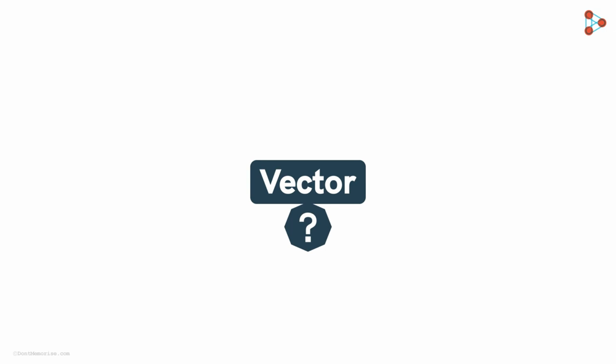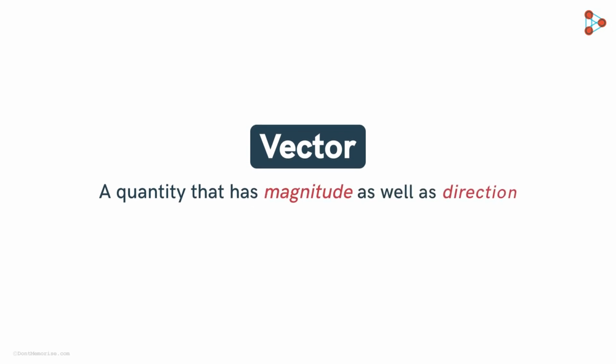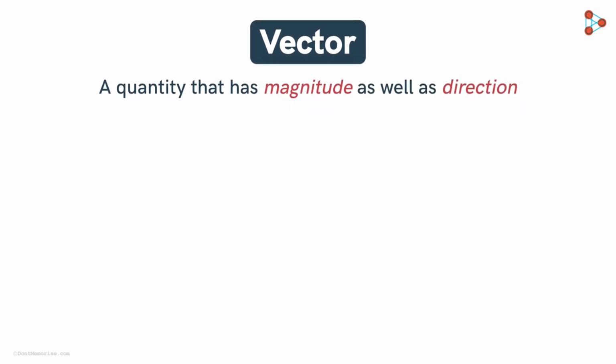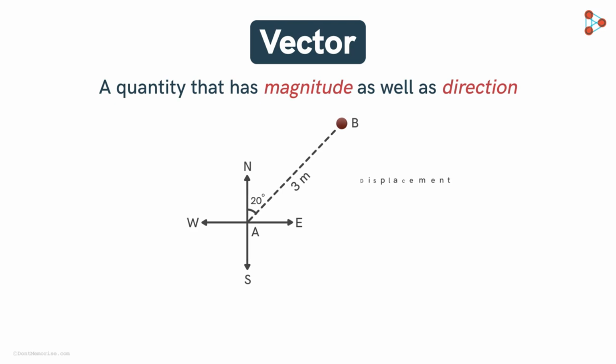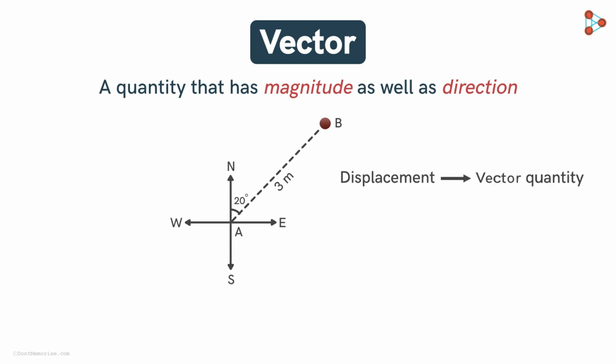Vector? That's right. Previously, we had seen that a vector is a quantity that has magnitude as well as direction. For example, let's say an object is displaced from a point A to a point B, which is 3 meters away from it, in a direction 20 degrees east of north. So here, the displacement of the object is a vector quantity. The magnitude of the displacement vector here is 3 meters, and its direction is 20 degrees east of north.